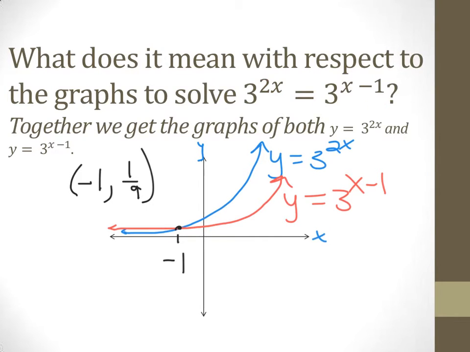Just a reminder that when you're solving any equation and saying somebody on the left is equal to somebody on the right, you're really looking for the points at which those two curves intersect each other. So you could grab your graphing calculator and graph them and find it that way as well.